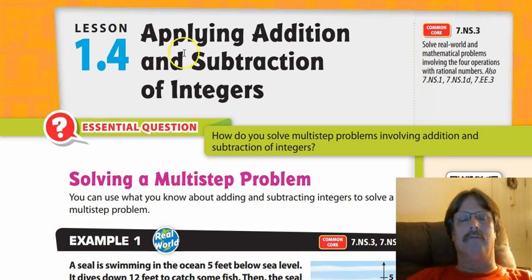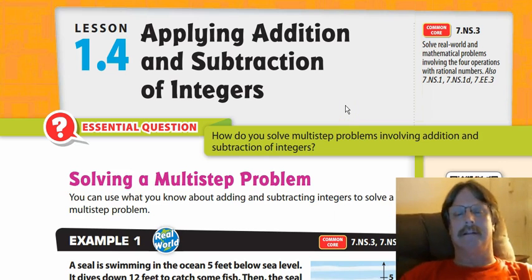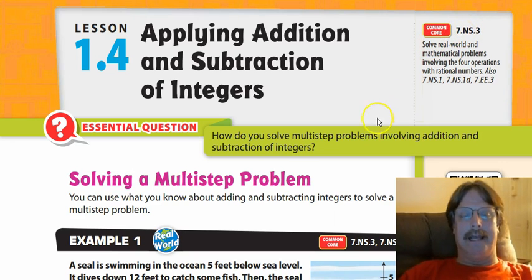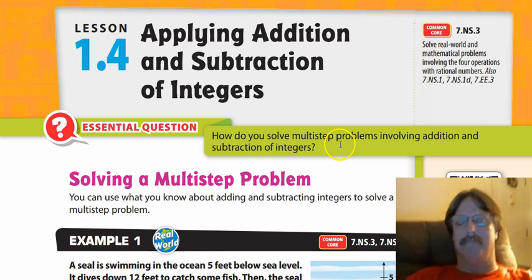In lesson 1.4, applying addition and subtraction of integers, we're going to take the information that we learned in 1.1, 1.2, 1.3, and we're going to solve real-world problems as our standard number systems 3 indicates. So how do you solve multi-step problems involving addition and subtraction of integers?